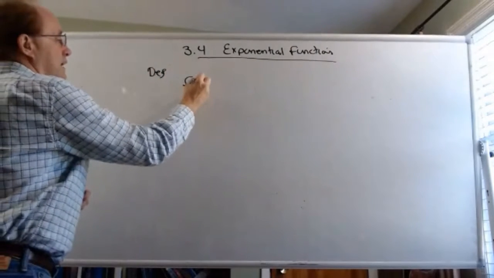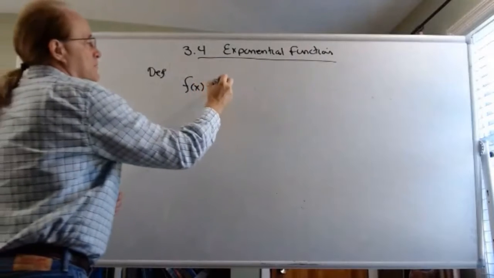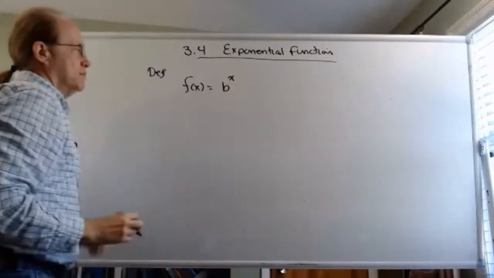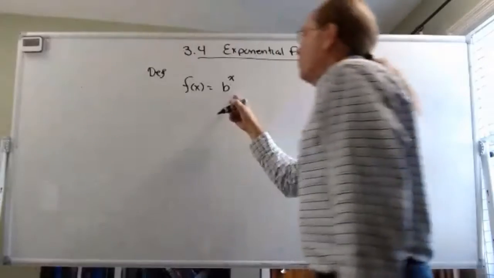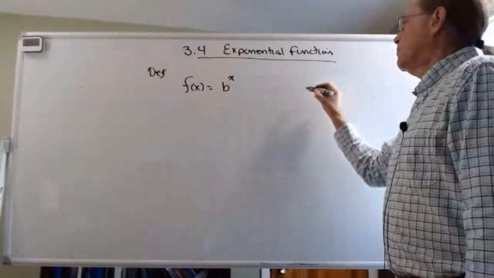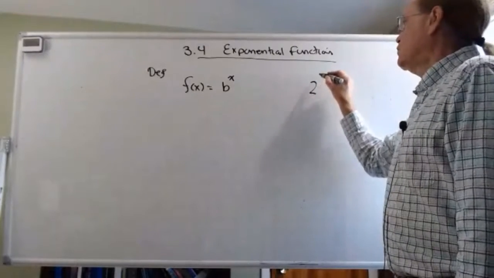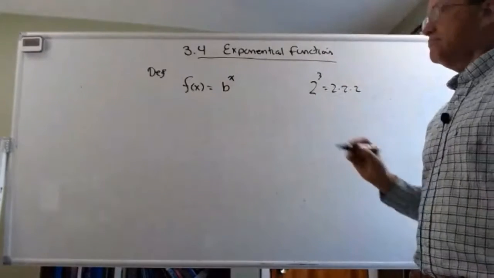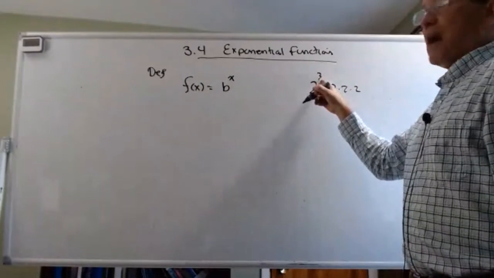Some f of x is some number b, call that the base, raised to now a variable. Now, where did that come from? Well, it started out as an exponent. For example, say b was 2, and you had 2 cubed. That would just be 3 factors of 2 multiplied. Really easy when it was positive.